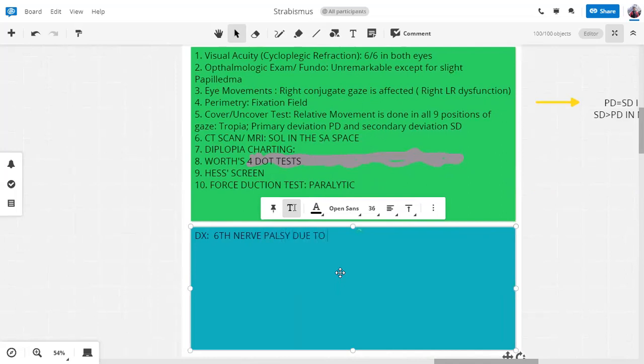due to SOL, compression. SOL in the brain. Yes, we know that there are signs of increased intracranial pressure. When we did a CT scan and an MRI, we found out that there's a space occupying lesion in the subarachnoid space, and that is causing an increased pressure. So that is most probably impinging on the sixth nerve, which is causing the lateral rectus palsy. How will you treat this patient? How will you manage this patient?